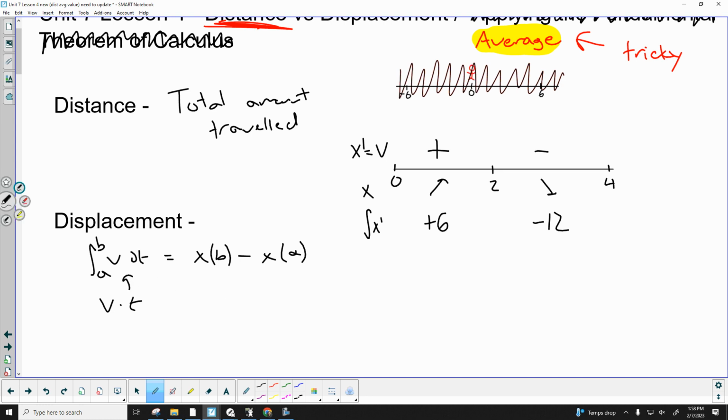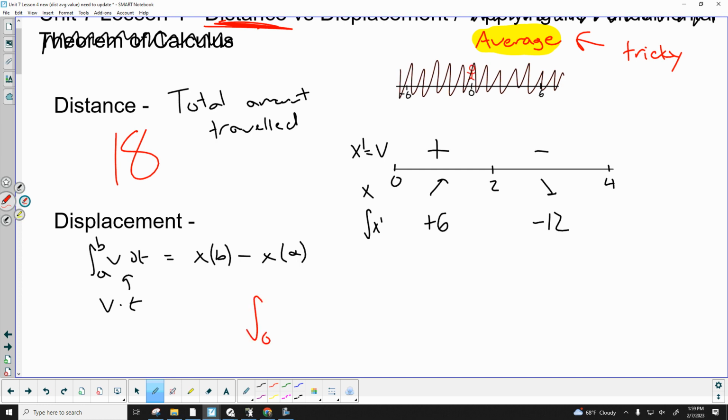Okay, tell your neighbors, over the 4 seconds, what is your distance traveled and what is your displacement? Go. See, you already know how to find it, okay? You already know what to do. I increased 6, I went to the right 6. I went to the left 12, I decreased 12. What was the total amount traveled? 18.